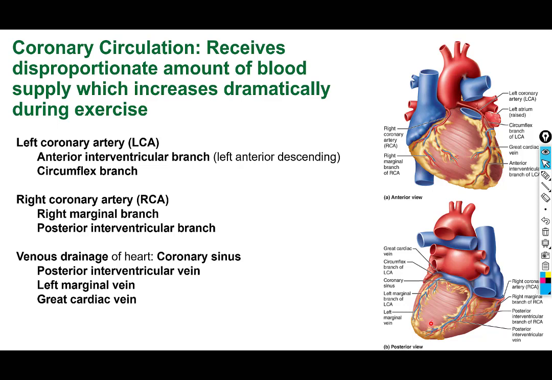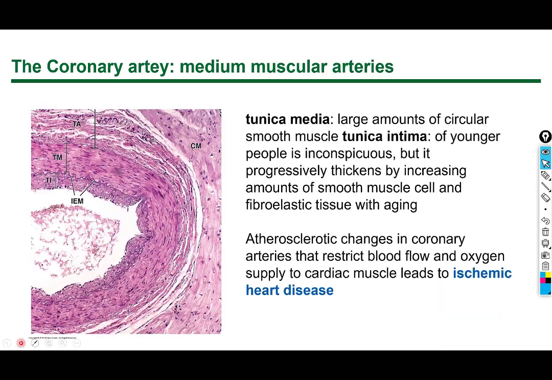And then we have the coronary sinus, which is this big widened guy here. So this opens into the right atrium. And it drains blood from the posterior interventricular vein, the left marginal vein, and also the great cardiac vein from the front. So the great cardiac vein follows the path of the LAD. So this is how your heart receives blood, and this is also how it's drained. Getting a clot in one of these is called a myocardial infarction, aka a heart attack.